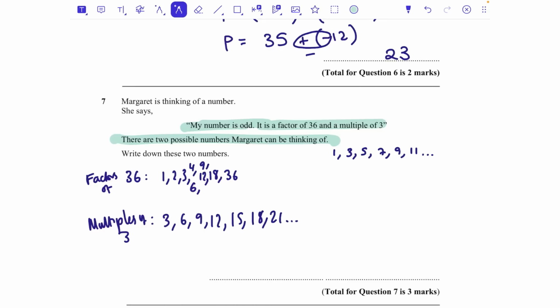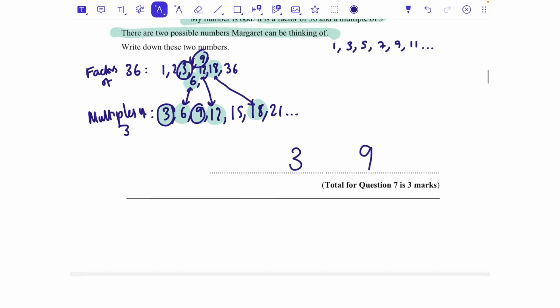So let's look. We've got 3, that's both. We've got 9, that's both. We've got 12, that's both. We've got 18, that's in both of those lists there. Oh, 6 as well. But they've also got to be odd. And 6 is even, 12 is even, and 18 is even. So the only odd ones there are 3 and 9. And they're your two answers. Odd, factors of 36, and multiples of 3.